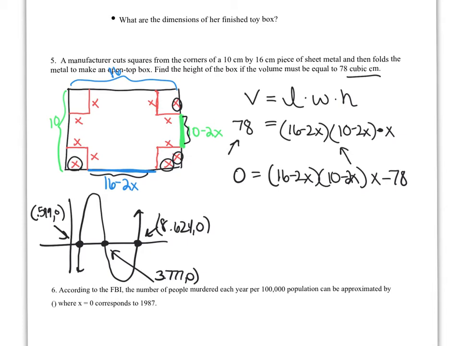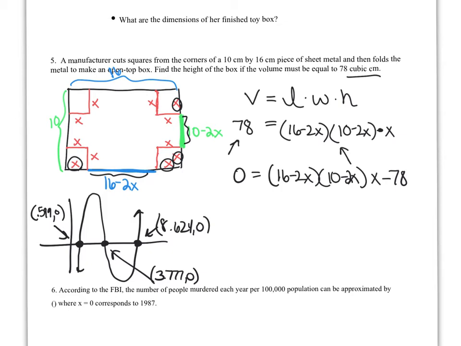So what this is telling us is that when the height of the box is 0.599, our volume will equal 78. Or if the height is 3.777, the volume will equal 78. Or if it's 8.624, it'll equal 78. Now this is where you have to make sure that your answer makes sense.